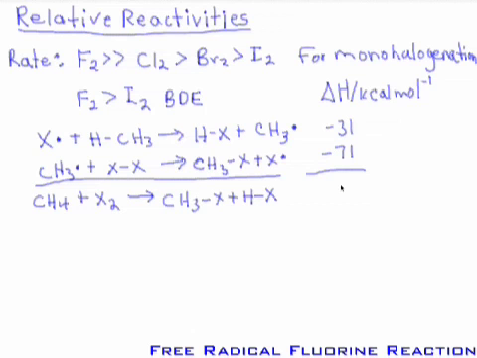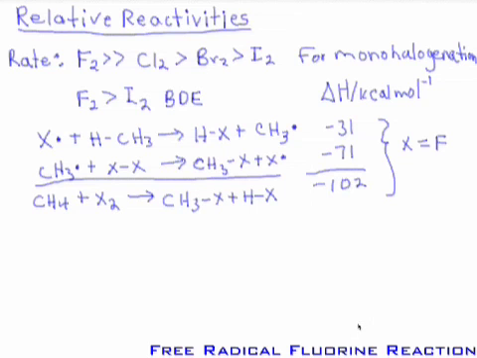Okay. And we had negative 102 kilocalories per mole. This is for X equals fluorine. What do you get if you draw the potential energy diagram when the X is exothermic?